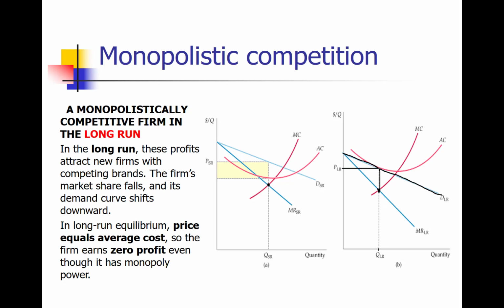However, what's average total cost at this point? Right there. What's price at this point? Right there. So total revenue is going to equal total cost, so there's zero economic profits. That's monopolistic competition right there. We got a negatively sloped demand curve, no economic profits in the long run.